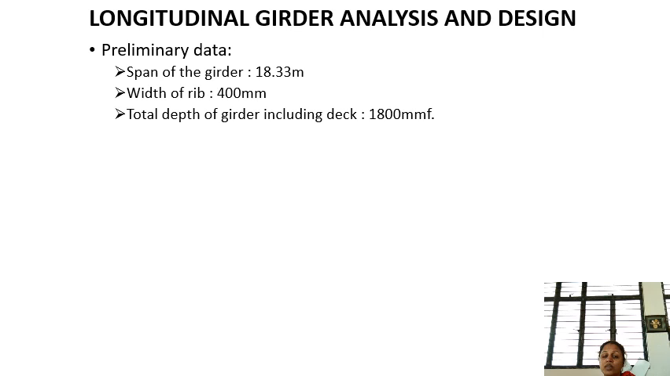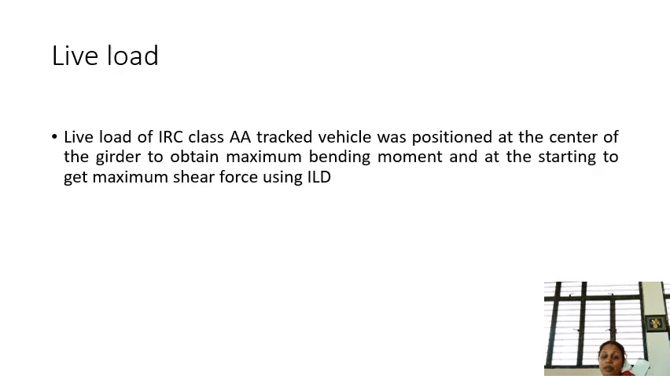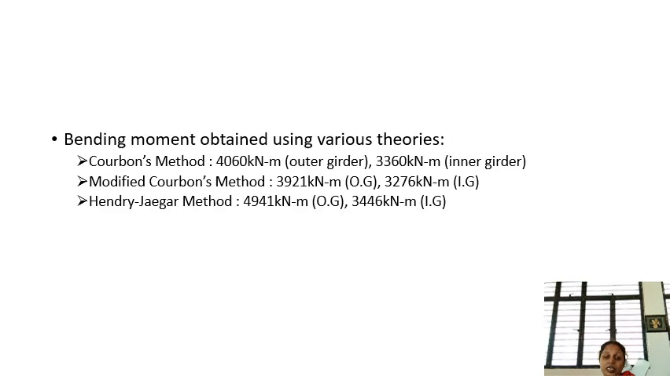the width of the rib is 400 mm, and total depth of the girder including the deck is 1800 mm. So the live load will be as per IRC class A tracked vehicle, which will be positioned at the center of the girder to obtain the maximum bending moment and at the starting to get maximum shear force. So whenever the loading is placed on the slab or the girder, it should be placed at the center when the bending moment is calculated, because the bending moment is maximum at the center, and for maximum shear force the wheel has to be placed at the edge, that is the starting point.